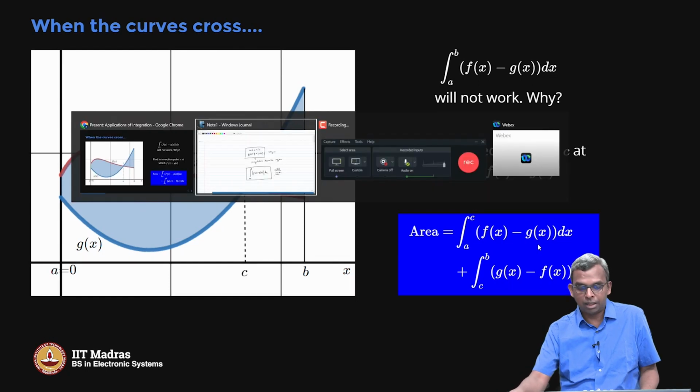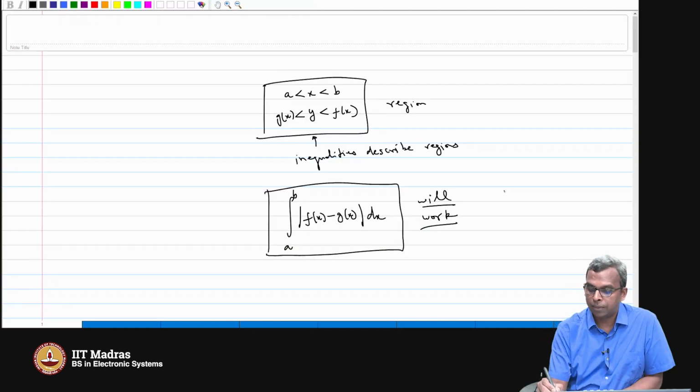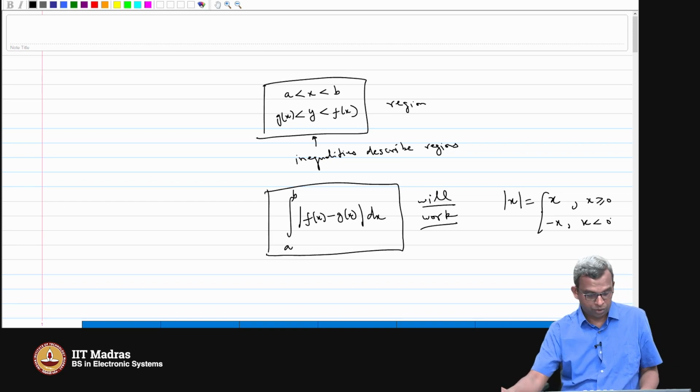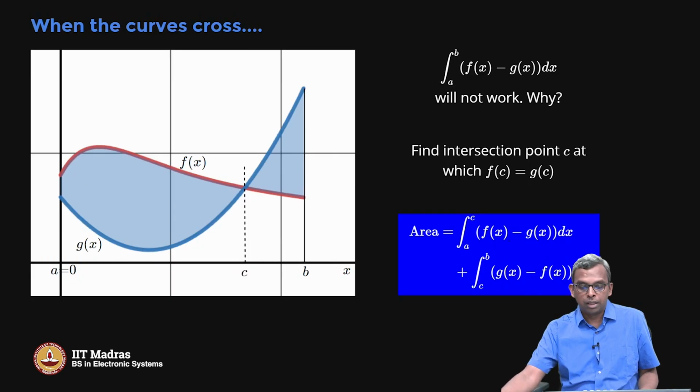Okay. So how do you deal with the absolute value? Remember, the way to deal with it is: absolute value of x is equal to x if x is greater than or equal to 0, and it is minus x if x is less than 0, right. So this is the way in which we use absolute value.